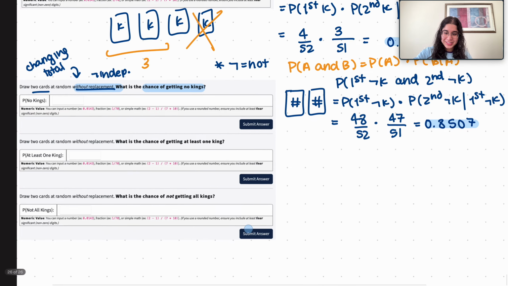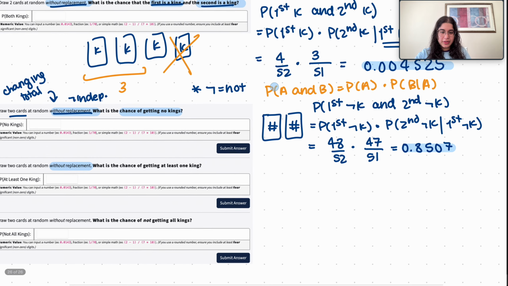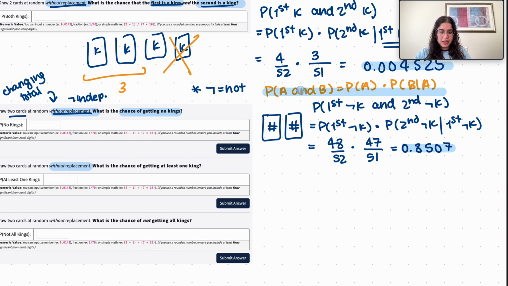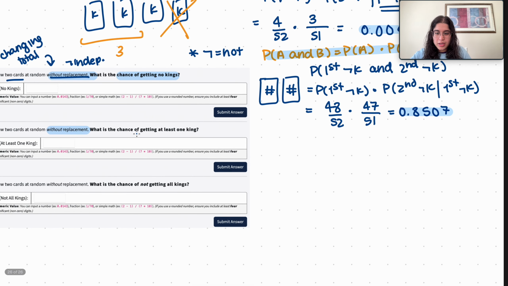All right, so we have 2 questions left. The second to last question here: draw 2 cards at random without replacement. Again, we have a changing total. These events are not independent, so I know that I'll have to use this formula over here. What is the chance of getting at least 1 king?